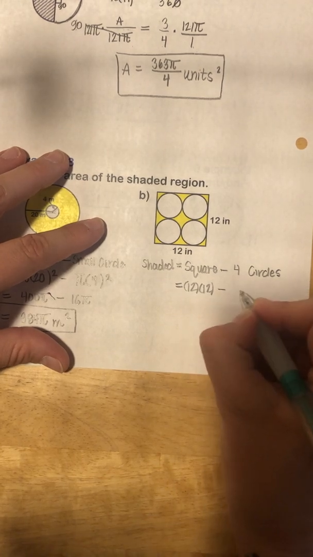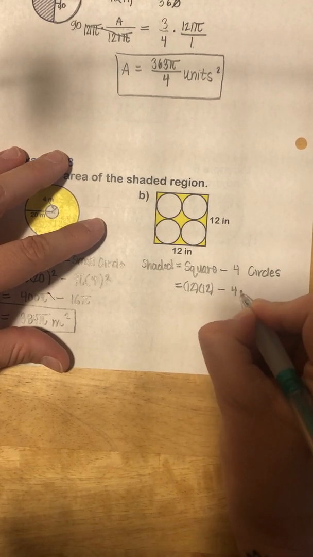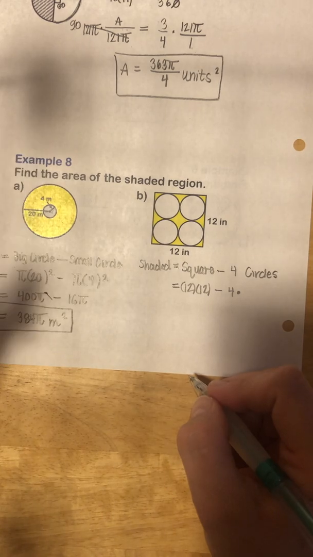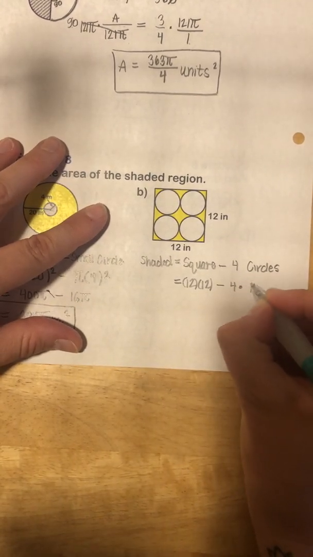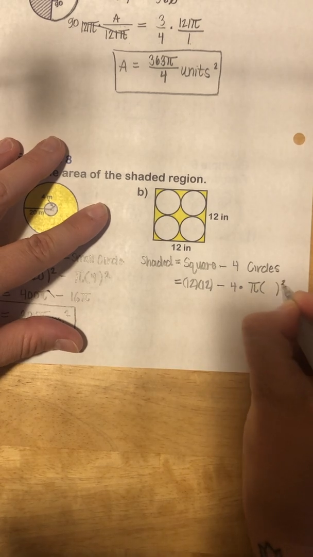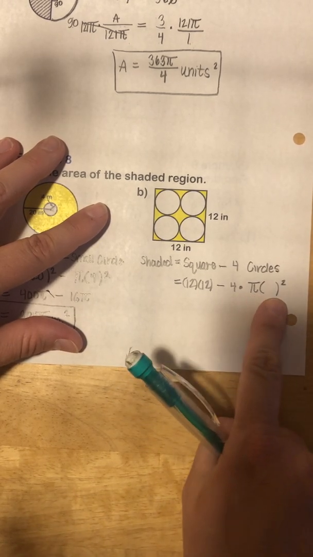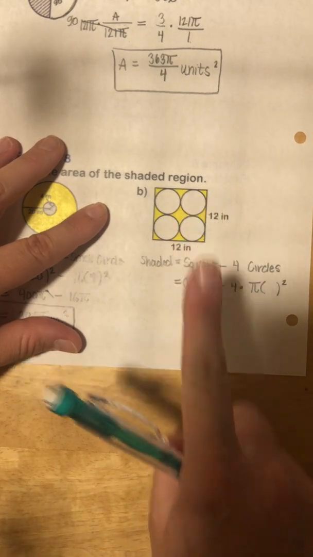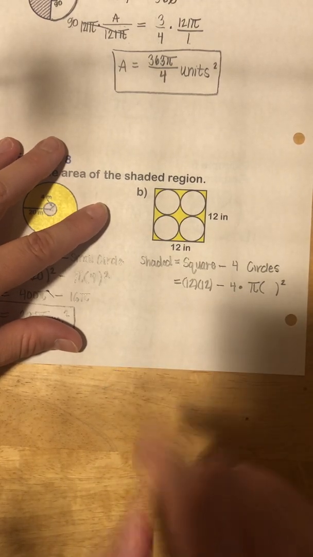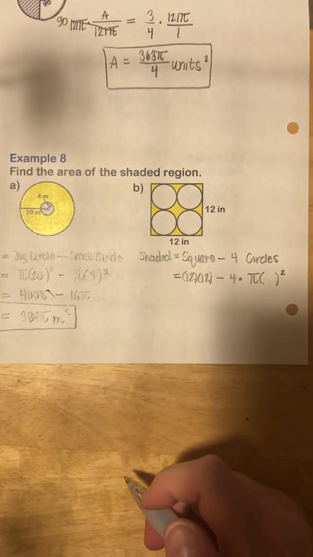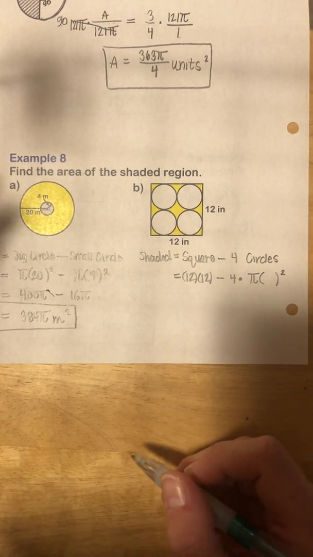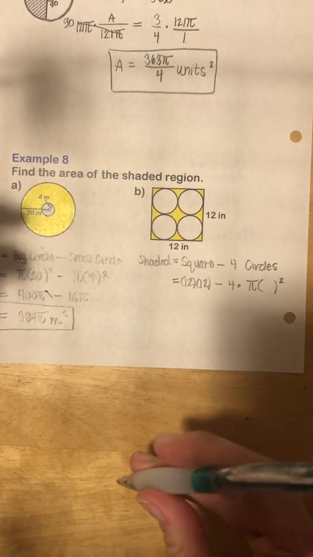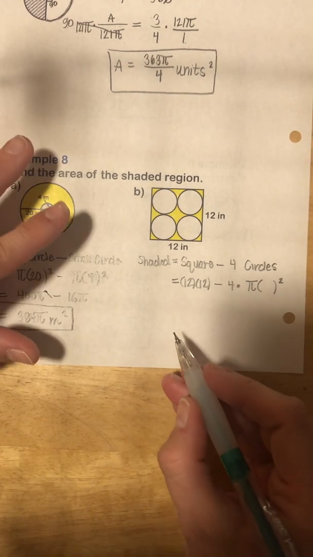All right, now we're going to do minus 4 times the area of the circle. So again, this is where we're going to do pi times r squared. So pi r squared would give us 1 circle, and then we're going to multiply that by 4 because we have 4 of them. Now here comes the part where you've got to use your brain a little bit, because we need to figure out what the radius is of those circles because we don't know it.